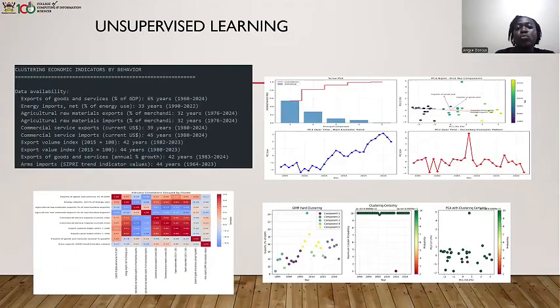We will also move to unsupervised learning. In unsupervised learning, we were able to cluster different years with similar characteristics. For example, there is a cluster that shows a period of high export growth and a cluster that shows a period of high import dependency, which helped us group these within different historical regimes.